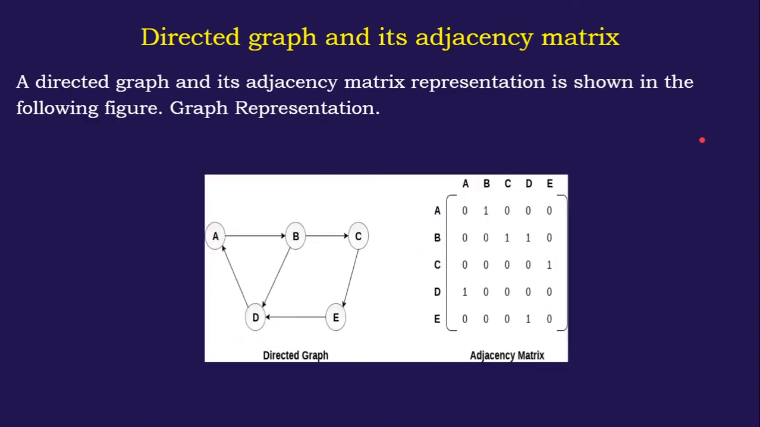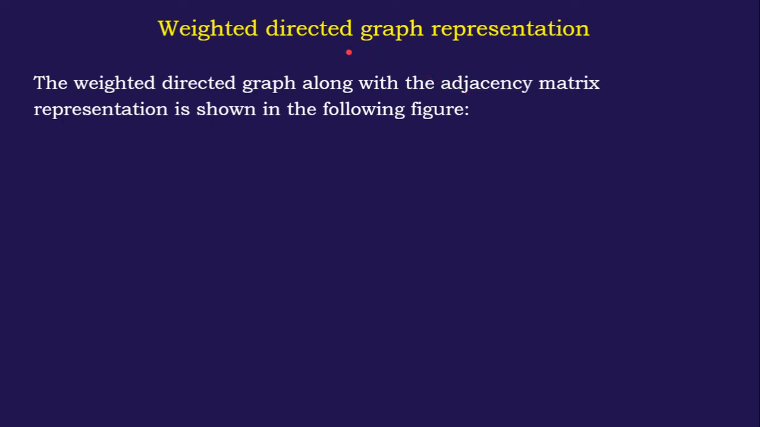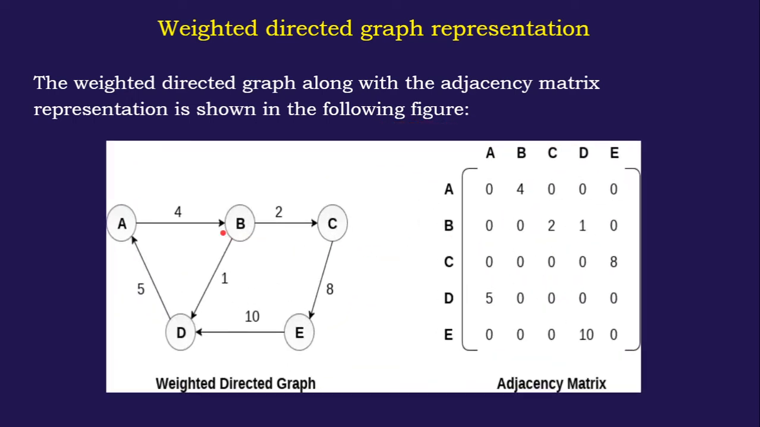Let us see the next slide, where we use the weighted directed graph representation. As the name implies, the direction as well as the weight is associated with the matrix. Let us see with an example. The same matrix is taken, but here the weights are attached. So we have the weights 4, 2, 5.